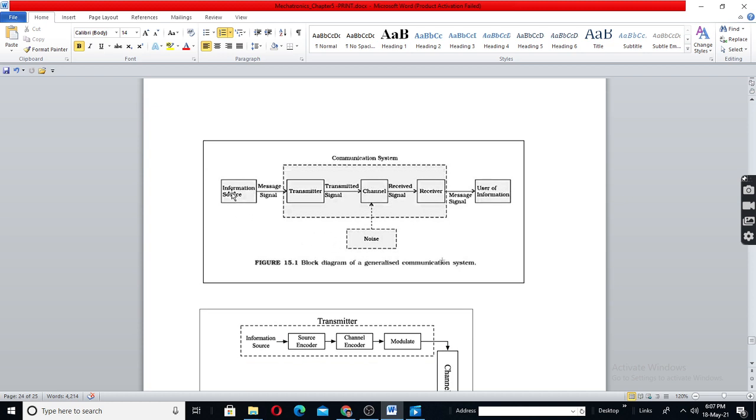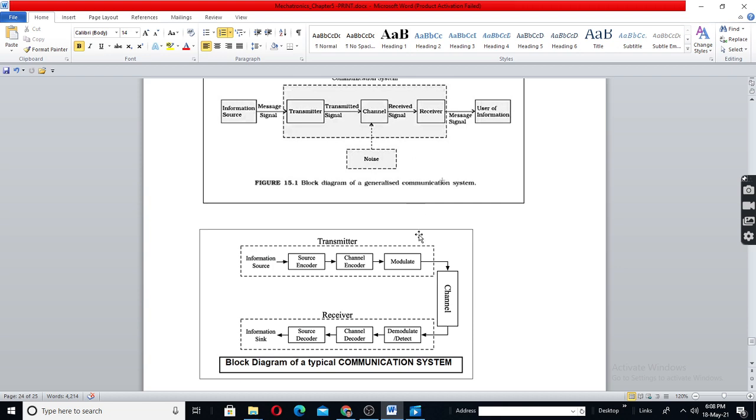So you have your information. You have a transmitter, you have a receiver, and the receiver gives output to the user. Between the transmitter and receiver, you have a channel. There will be noise. So this is the system. At the receiver you can have a filter also. In the transmitter you may have a modulator. Here you will have a demodulator and noise filtering, etc. These two are the same.